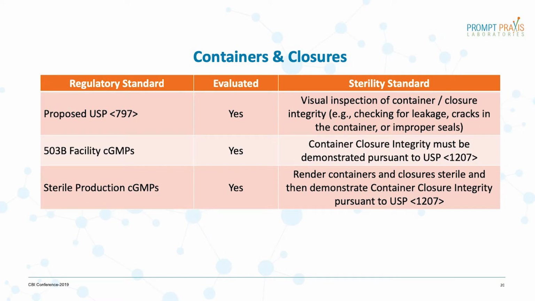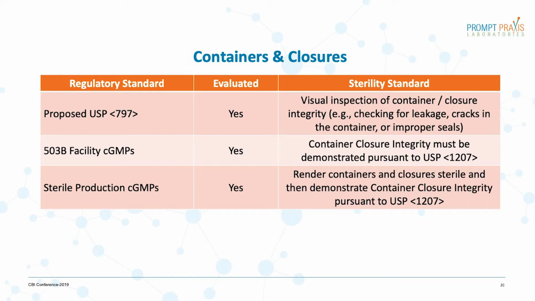So your containers and closures. So you have your great facility, you have great environmental monitoring, your personnel have been trained and are appropriately handling aseptic processes. You have a bulk batch that is now sterile, and now you deliver it or you fill it into your containers. So they need to be evaluated in all three regulatory standards. USP allows for the visual inspection of container closure integrity in the absence of testing. 503B and sterile fills, you need to demonstrate through USP 1207, which is your container closure integrity testing.